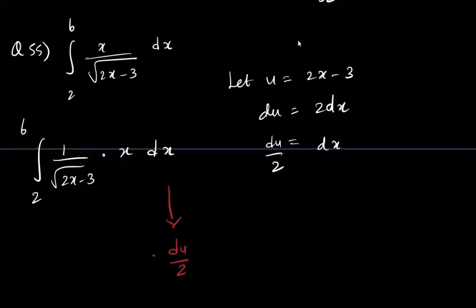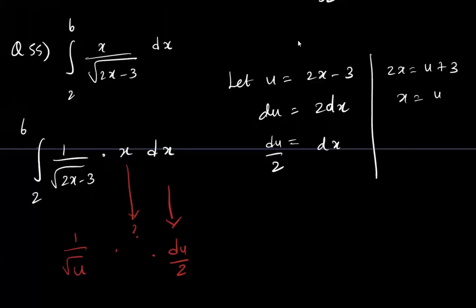Then we have rewritten this as 1 over root u. But what about this x? What do we do with this x? For that, we are going to go back here and say that if u is 2x minus 3, what is 2x? 2x is u plus 3. What is x? x is u plus 3 all over 2. So this x can be written as u plus 3 all over 2.